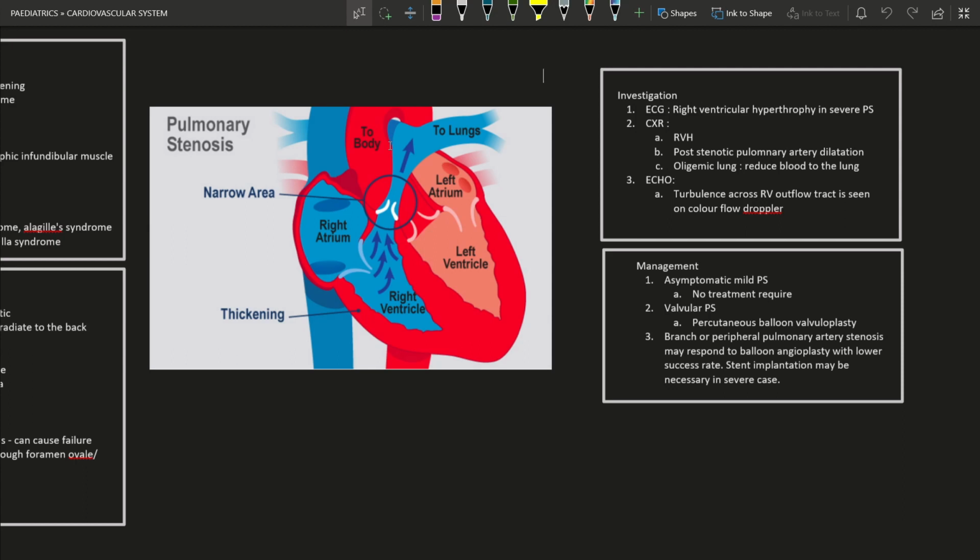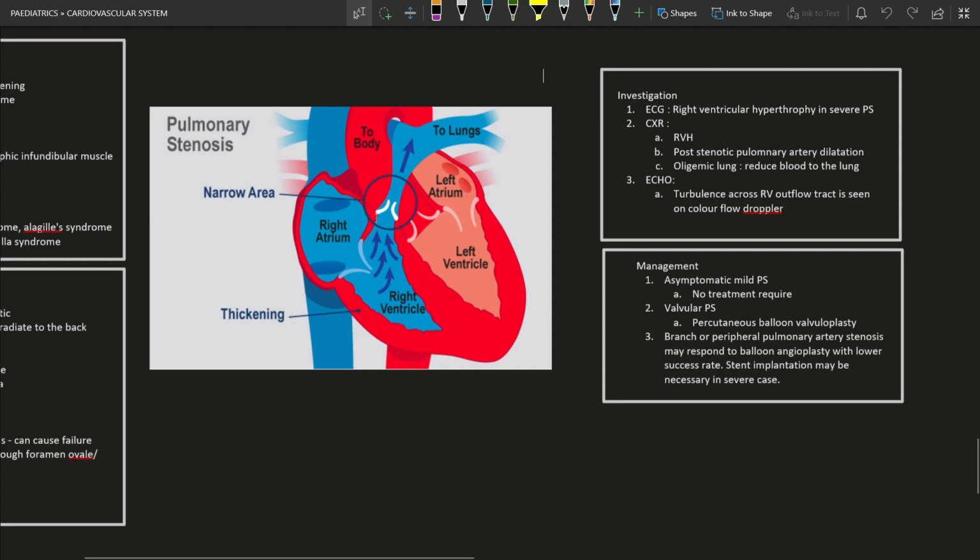The next investigation we can do is the echocardiogram, or transthoracic echocardiogram. We can see from the echo that there's turbulence across the right ventricular outflow tract on the color flow Doppler. Because of the stenosis area, there's turbulence of the blood flow at the right ventricle.